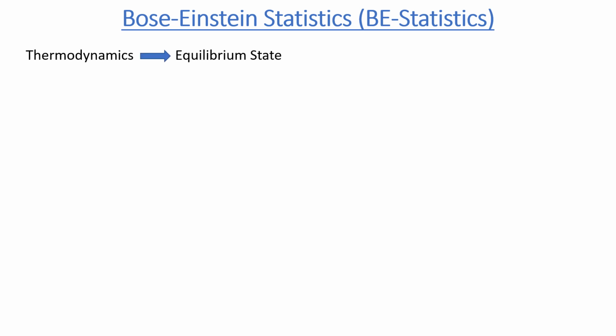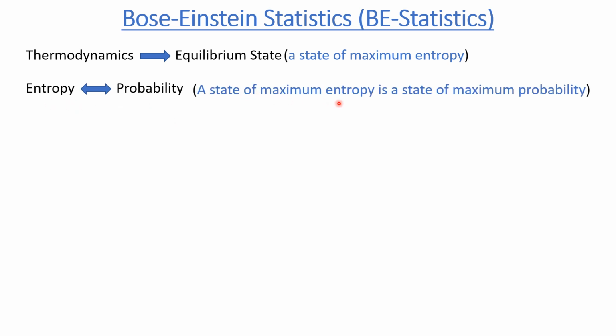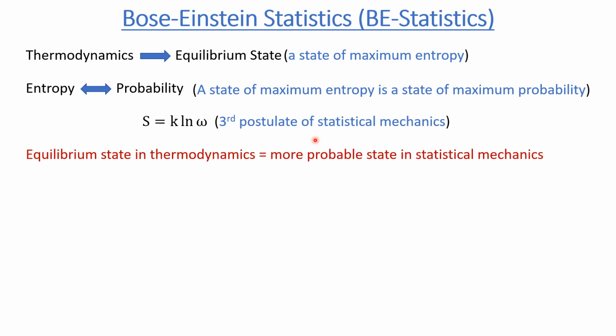So in thermodynamics, we talk about the equilibrium state. And we know that an equilibrium state is actually a state of maximum entropy. And we also know that there exists a relation between the entropy and probability. That is, a state of maximum entropy is a state of maximum probability. And this is often represented by this mathematical relation, which is sometimes known as the third postulate of statistical mechanics. So it means that the equilibrium state in thermodynamics is equivalent to the more probable state in statistical mechanics.